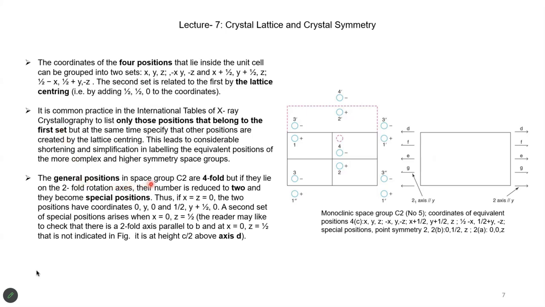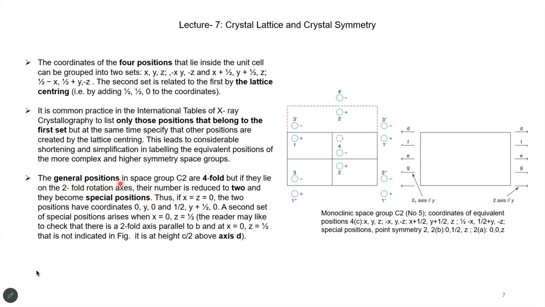General positions in space group C2 are fourfold, but if they lie on a twofold rotation axis, I'm sorry for the little bit of cough and cold.